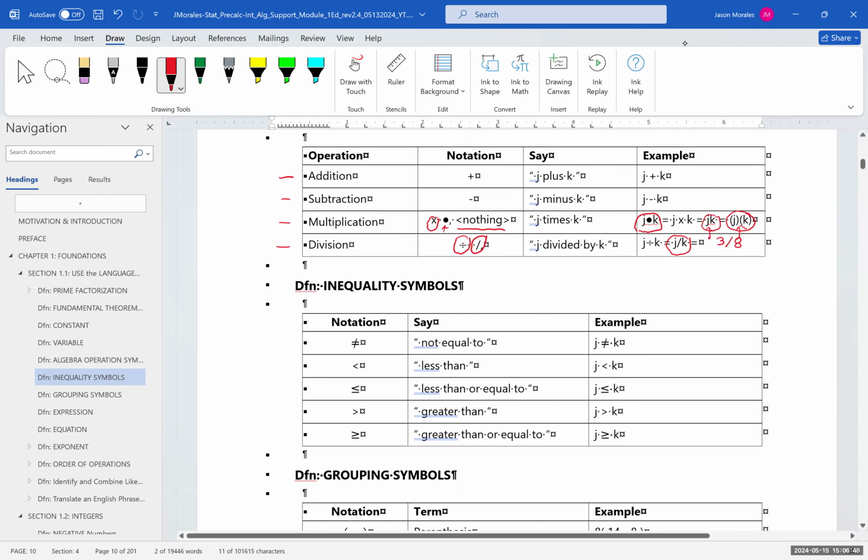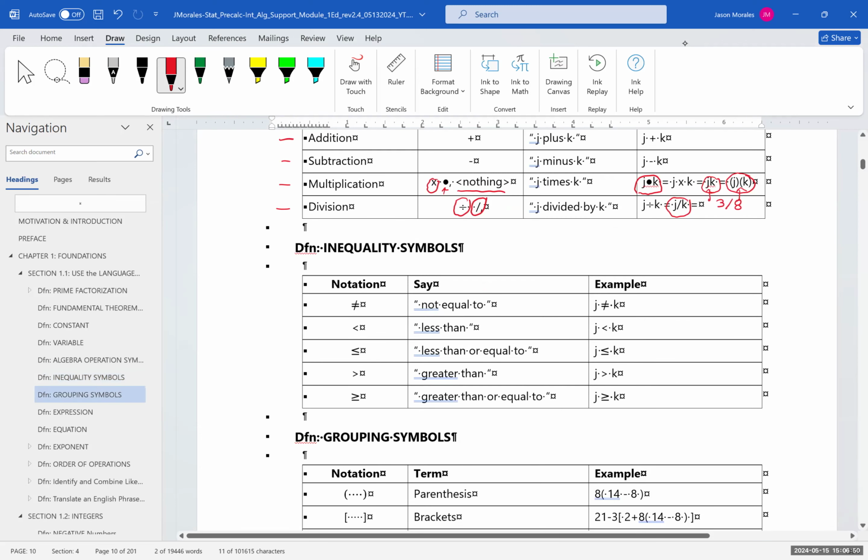Next, we have the inequality symbols. So we've got not equal to, less than or equal to, greater than, and greater than or equal to. And on the right-hand column are some examples of how they're used.